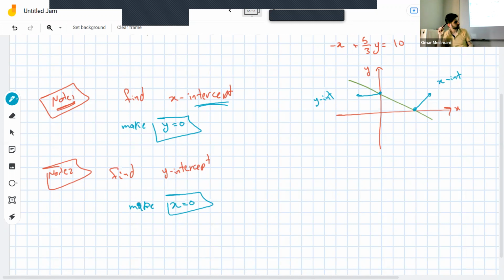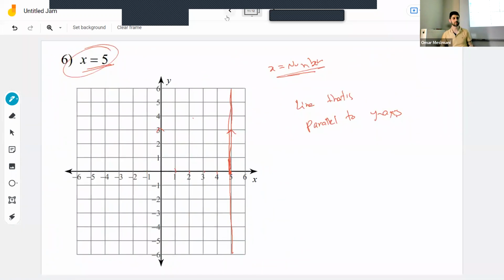So every linear function has to have both an x-intercept and a y-intercept? Not has to. You know what? When you have a line parallel to the x-axis, like this, here I don't have a y-intercept, because the line would never cross the y-axis, like this.